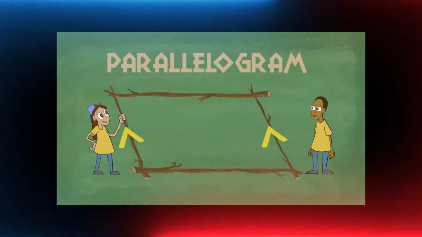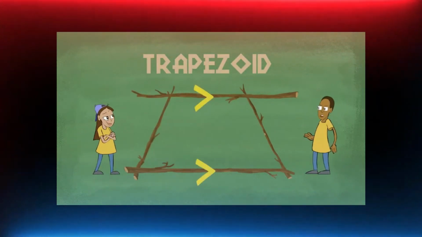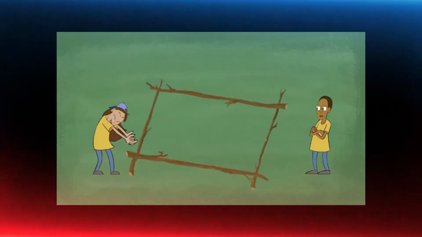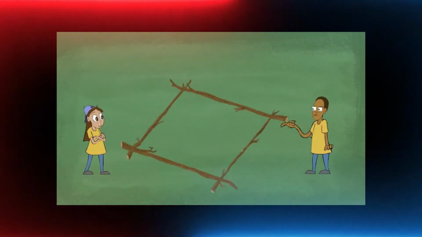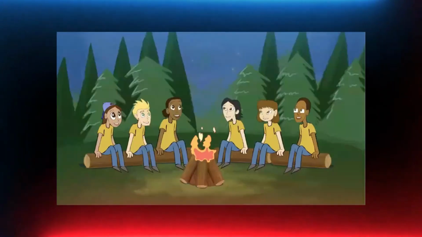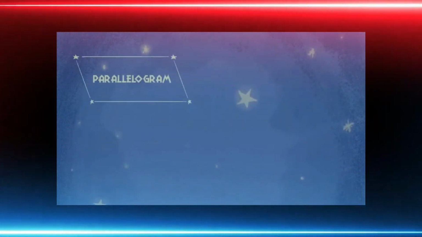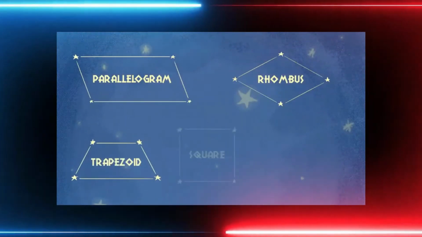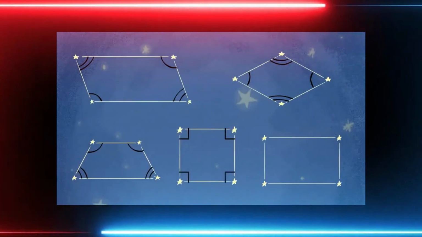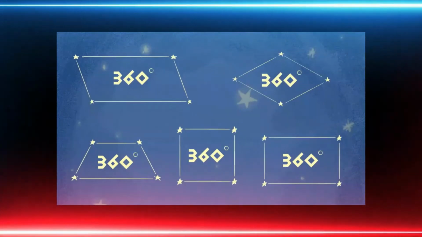Parallelograms have two sets of parallel lines. Trapezoids only have one set. A rectangle has four right angles. A rhombus has four sides that are equal. Squares have four equal sides and four right angles. Quadrilaterals have four sides and four angles: parallelograms, rhombuses, trapezoids, squares and rectangles. And if you add the angles inside each of these, there will be 360 degrees.